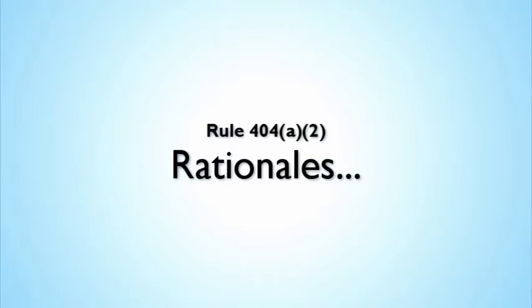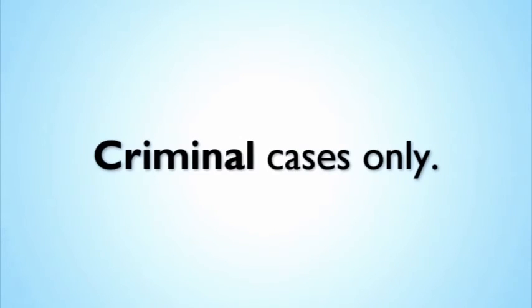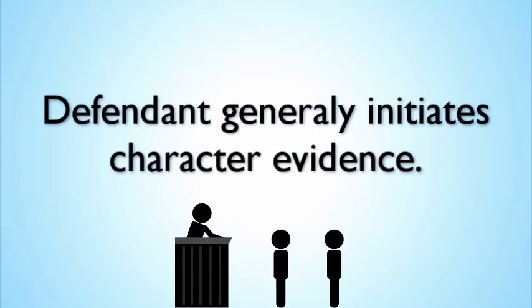Again, like Rule 404(a)(1), Rule 404(a)(2) is grounded in mercy considerations. A criminal defendant's liberty, perhaps his life, is on the line, and therefore he deserves some leeway in introducing character evidence. Rule 404(a)(2) also applies only in criminal cases, and in general, the defendant must initiate character evidence, with the exception just noted for homicide cases where the defendant alleges that the victim was the first aggressor.